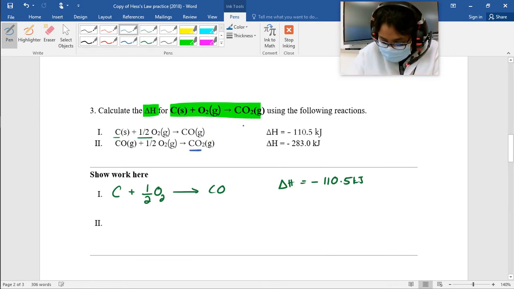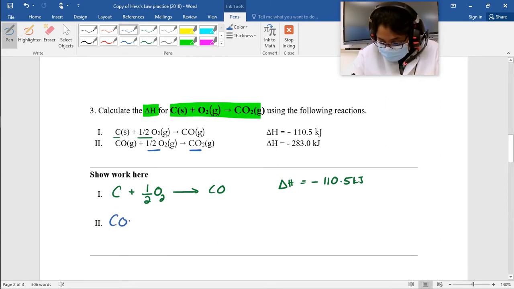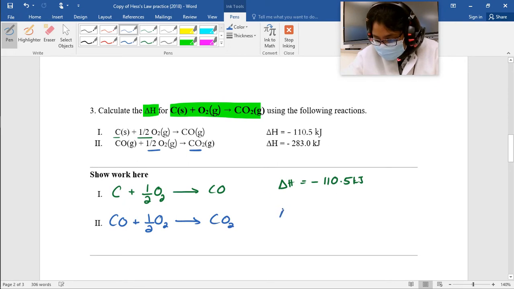Then the second equation, does it have anything we want? Yes, it does. We want the CO2 and we want the O2. Is the CO2 on the correct side? Yes, it is. So is it the correct number? Yes, it is. So we are going to just rewrite it exactly as it is. So nothing was required of this at all, really.